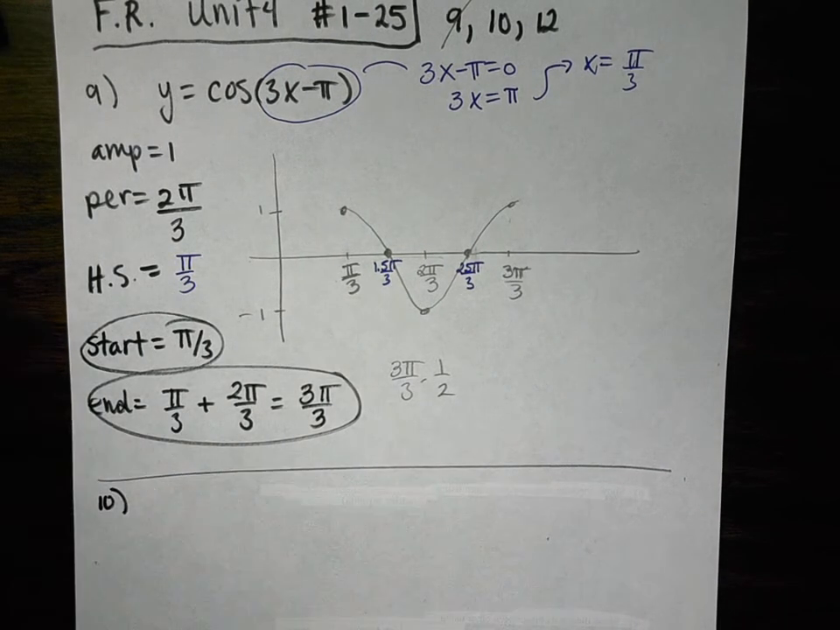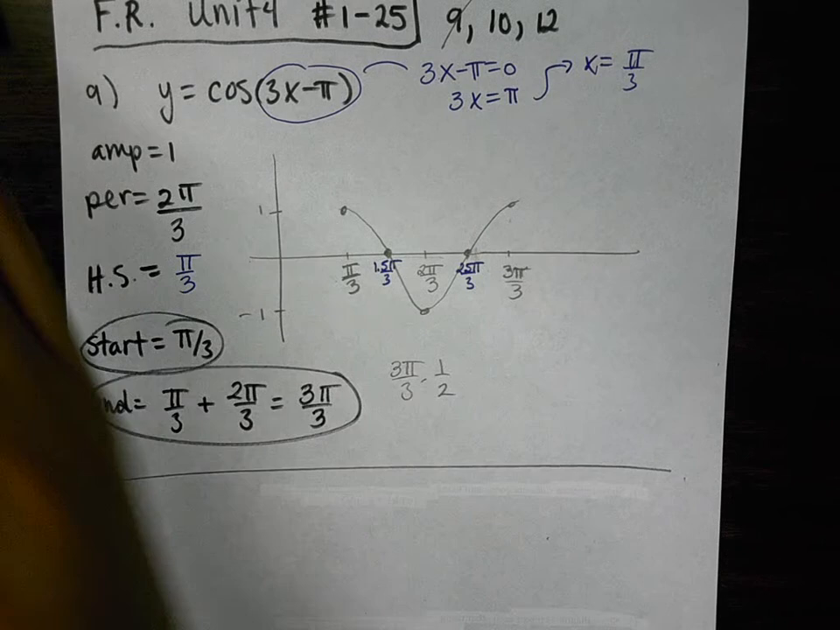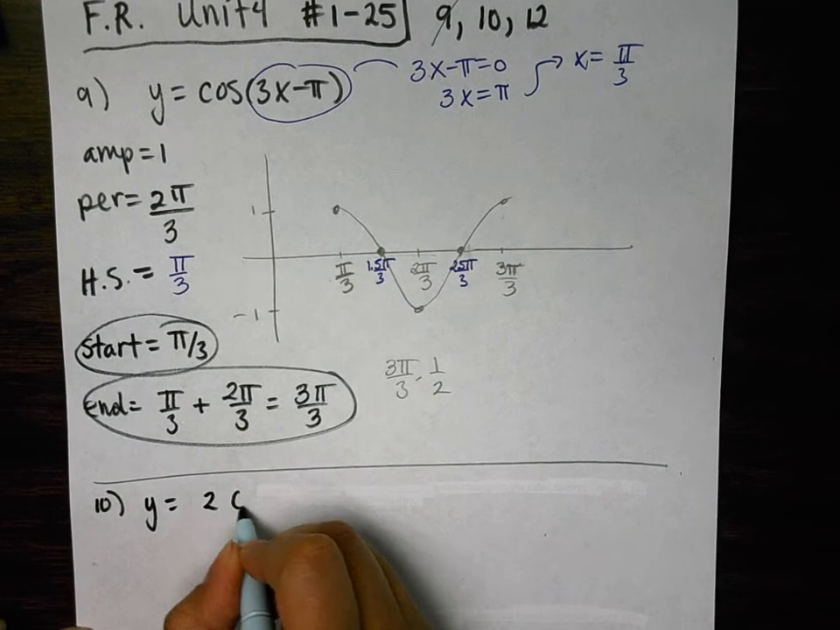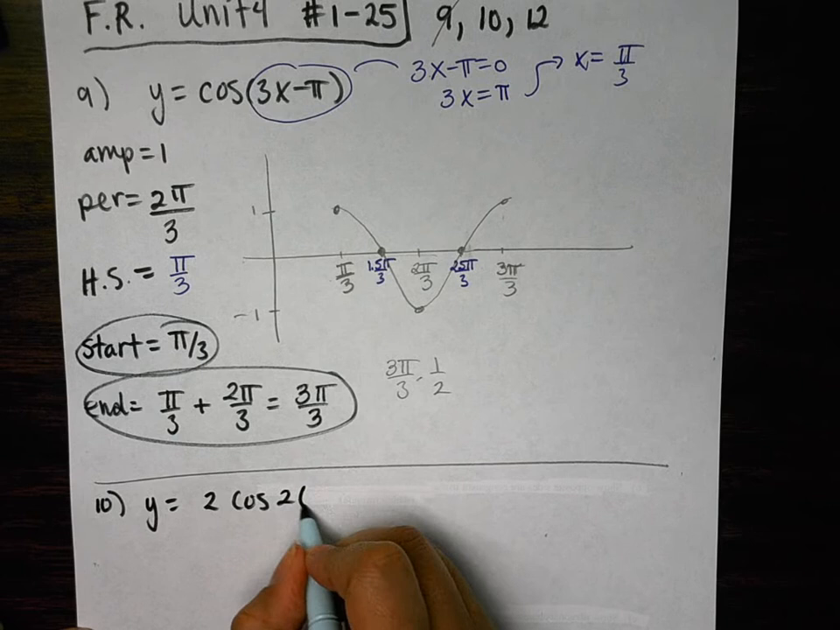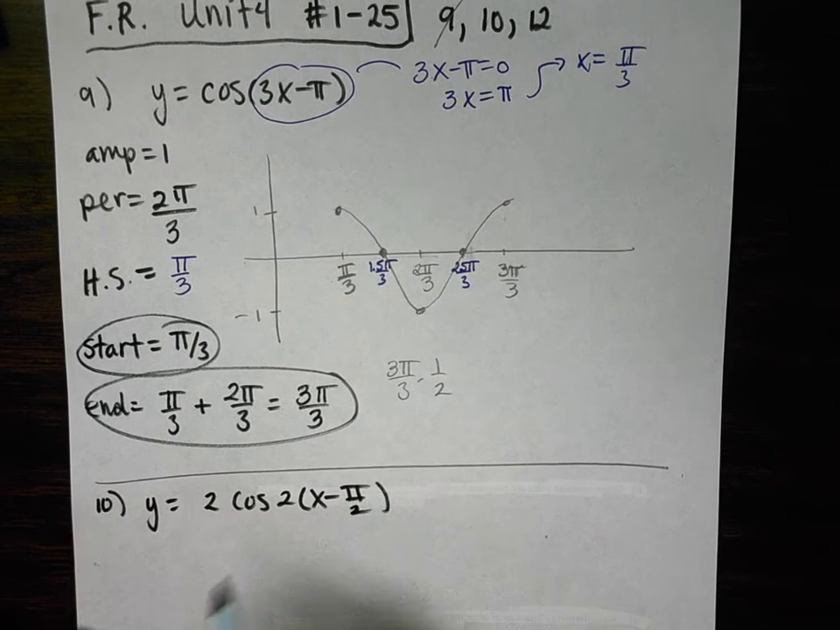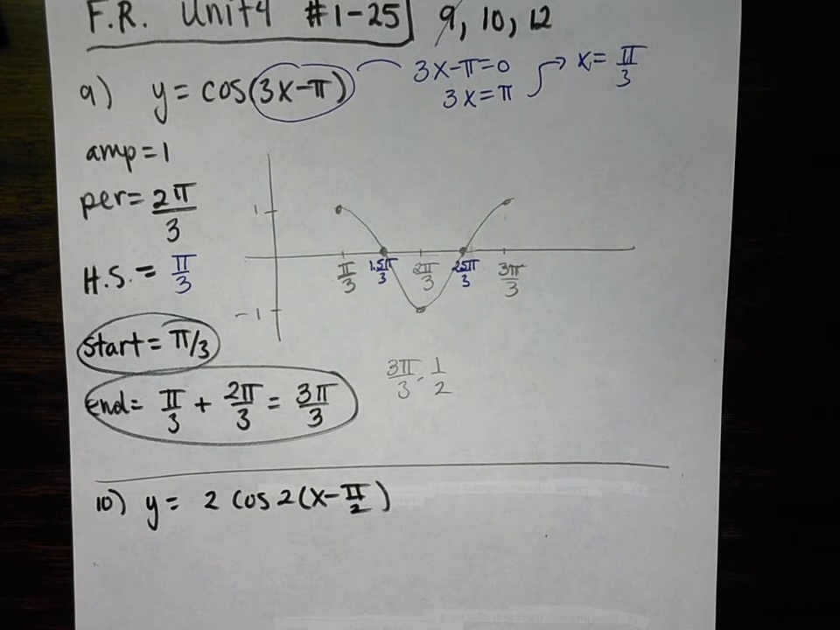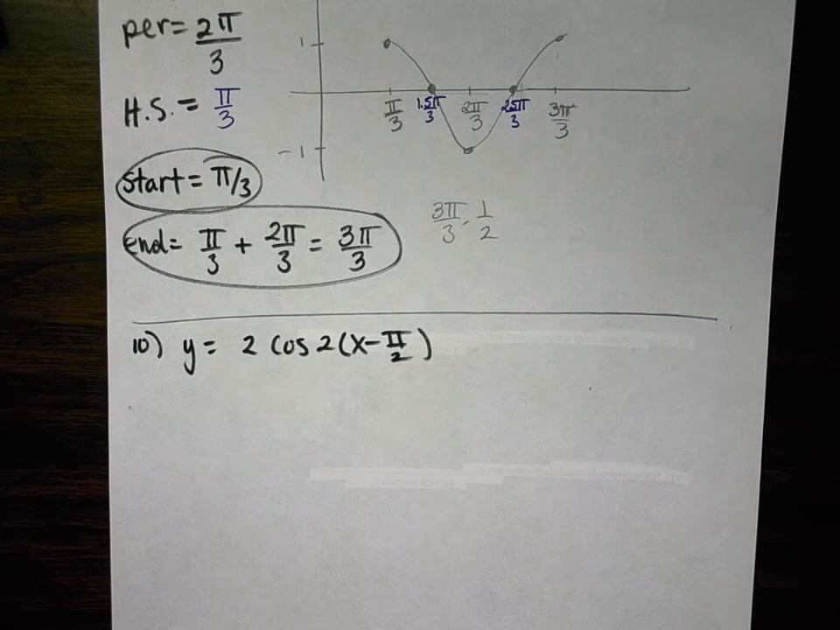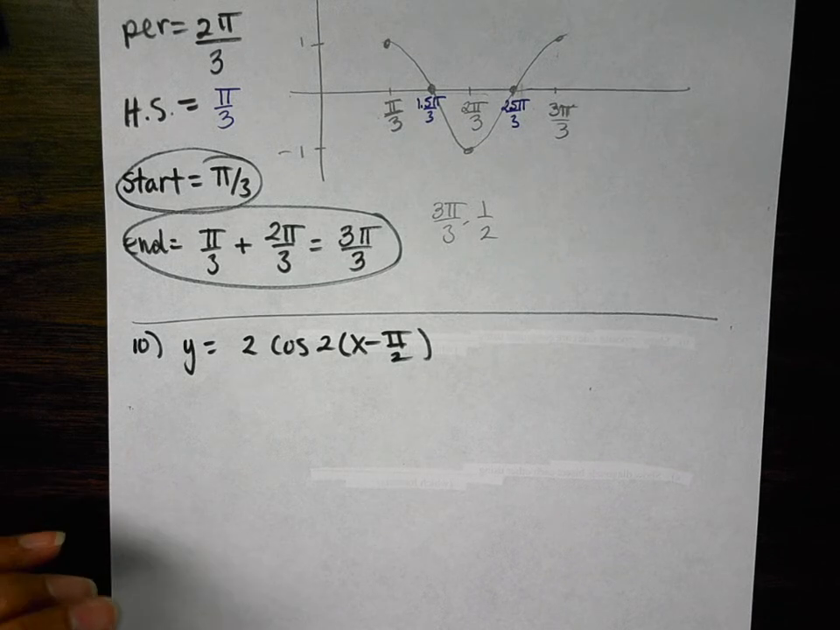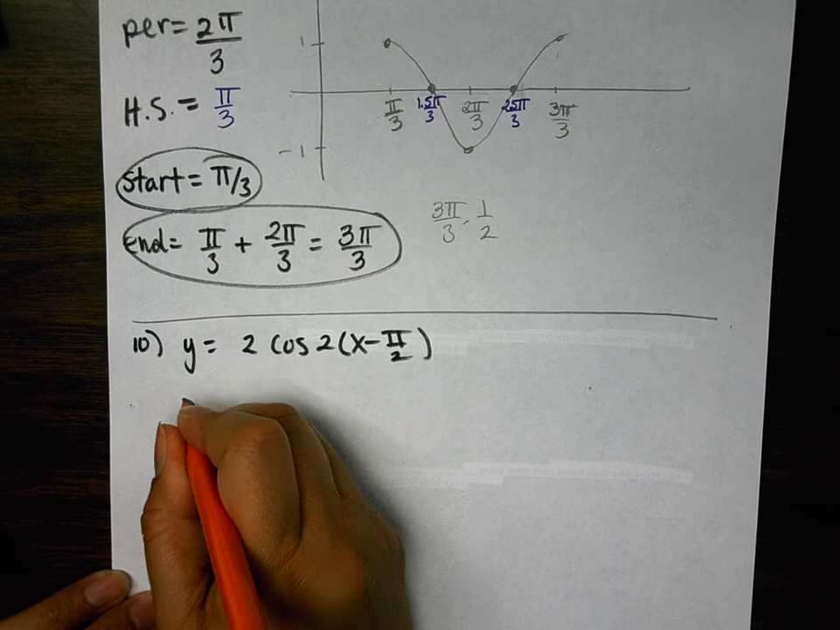Number 10. y equals 2 cosine 2 parentheses x minus pi over 2. Where do the zeros occur in the first period for the following functions? Your choice. I can show you both ways. One way is the graphing method like we've always done, and the other way is the algebraic way where you set the equation equal to 0 and actually solve algebraically. Does anyone have a preference on which method I start with?